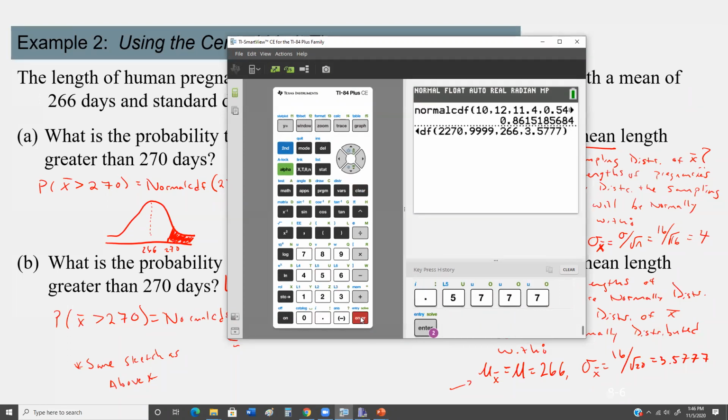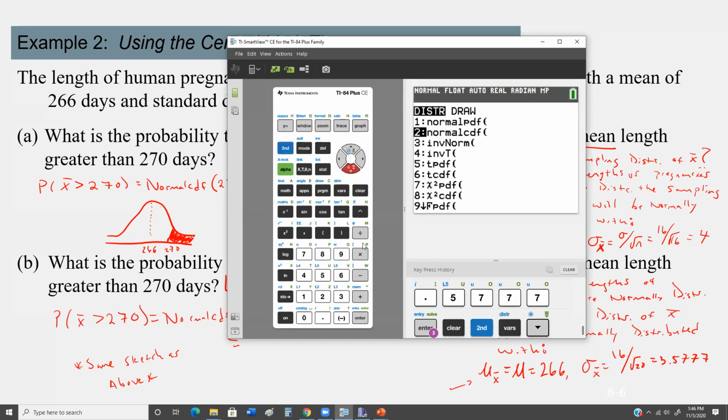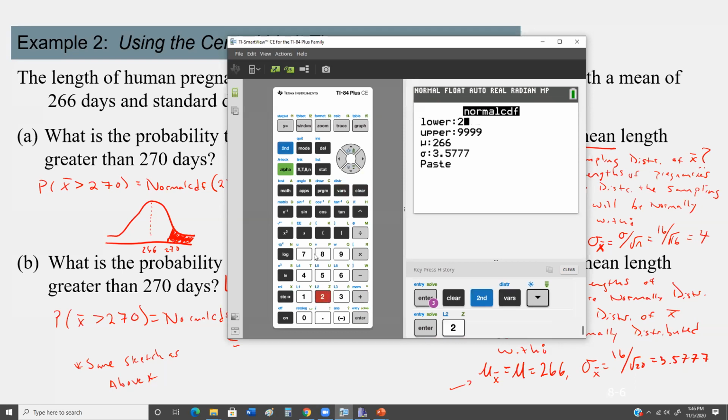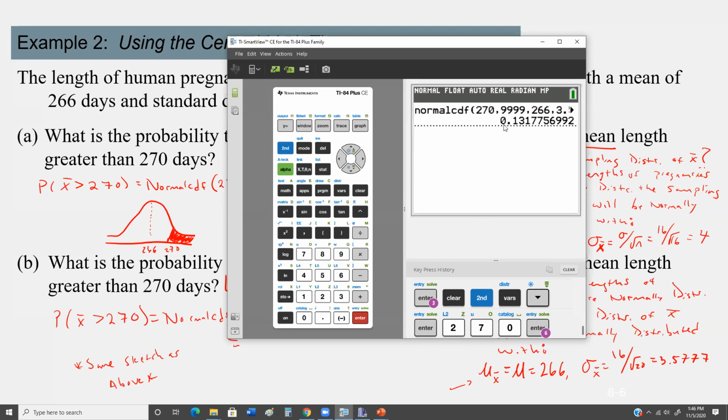And you should get, I think, oh my gosh, I put an extra 2 in there. I'm the worst, I'm sorry. How many people got this right here? 0.1318, yeah. Sorry about the little typo there.